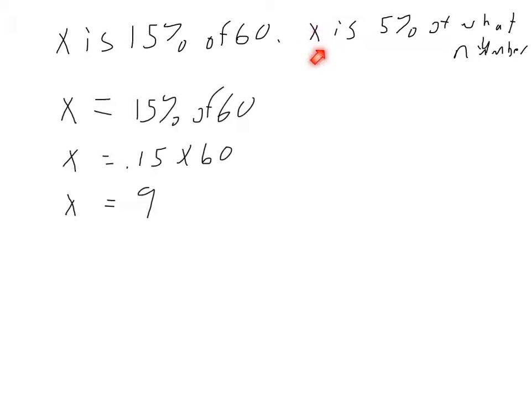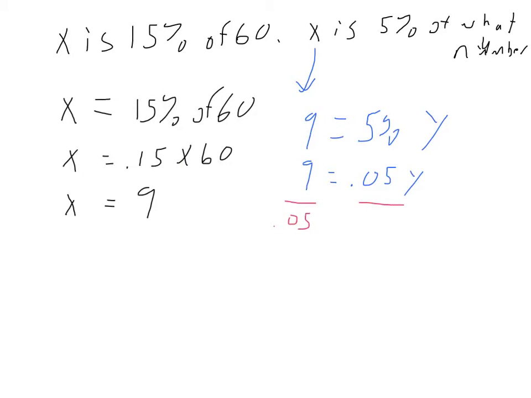Now we want to come up here and find this part. I found x. x is 9, and so I come here. 9 is 5% of what number, and I'll just call it y. And so 9 is, you could write it as 5 over 100 or 0.05 y, and just divide both sides by 0.05, and I'll put that in the calculator, and so y equals 180 will be the answer. This is one way to work the problem.